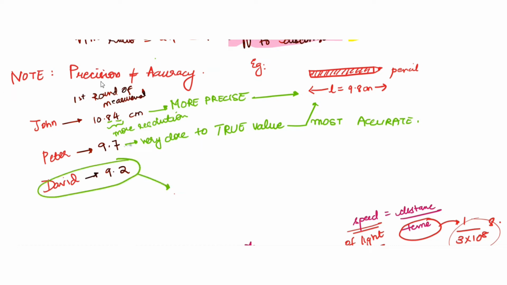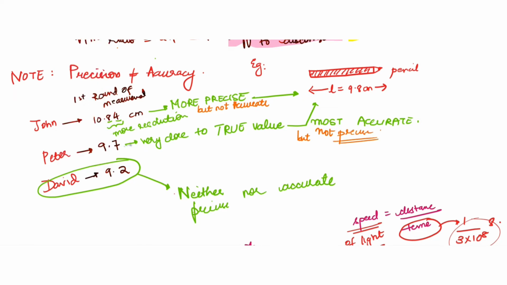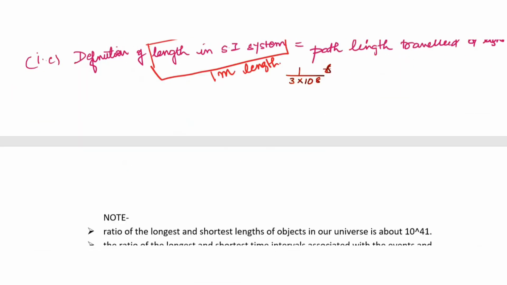So what about the last guy, David? He is neither precise nor accurate. John is precise but not accurate. And Peter is most accurate but not precise, because the instrument he used was able to measure only up to 1 decimal point.